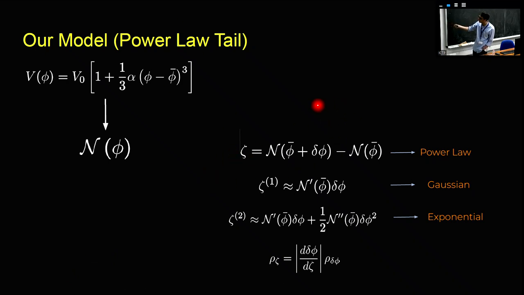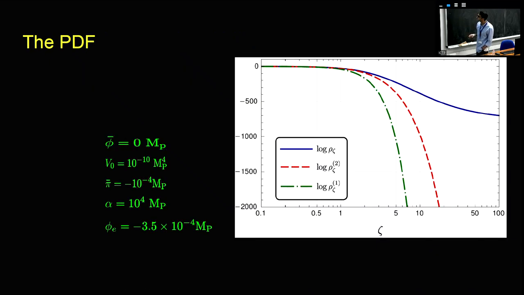by this equation. Some people usually expand the delta N relation up to linear order and second order, which leads to Gaussian and exponential PDFs, exponential tail for their PDFs. To calculate the PDF, we use the conservation of probability relation I mentioned here. But here we keep the delta N relation nonlinearly, and we see that the behavior of the tail is power law. Here is the result for some parameters we choose.